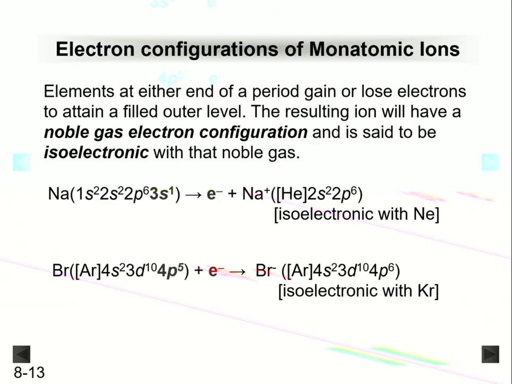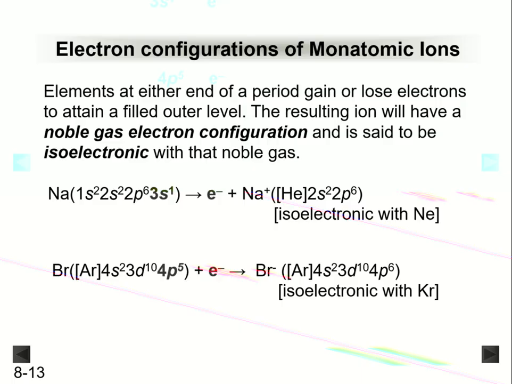Next, we're going to look at ions, and this is going to lead us into some interesting behavior. We're going to end up talking about magnetism through all of this. So elements at either end of the period gain or lose electrons to attain a filled outer level. We've recognized this before. The resulting ion has a noble gas electron configuration and is said to be isoelectronic with that noble gas. Isoelectronic simply means that it has the same number of electrons, the same electron configuration.